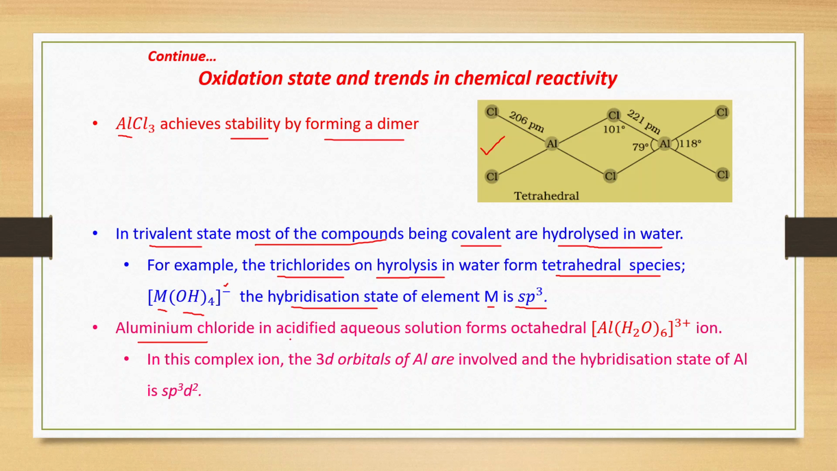Aluminium chloride in acidified aqueous solution forms the octahedral [Al(H2O)6]3+ ion. In this complex ion, the 3d orbitals of aluminium are involved and the hybridization state of aluminium is sp3d2.